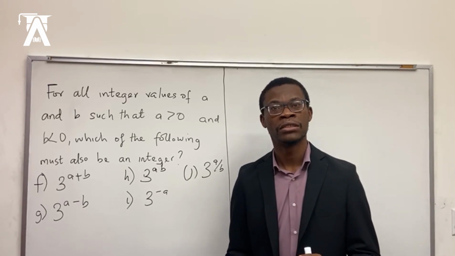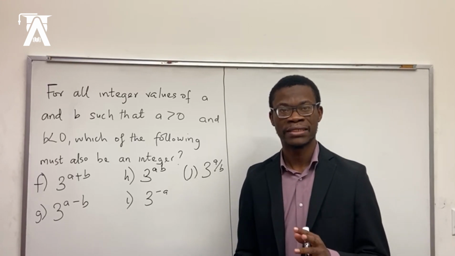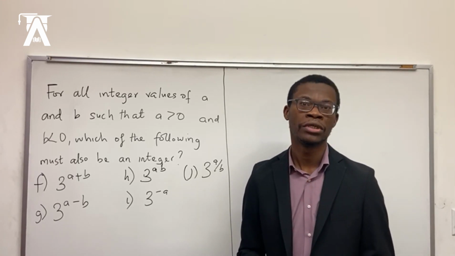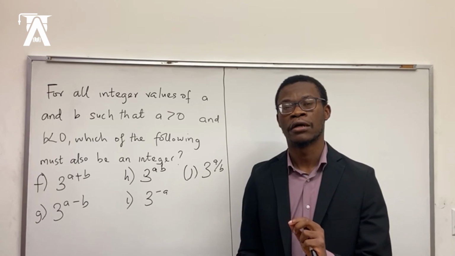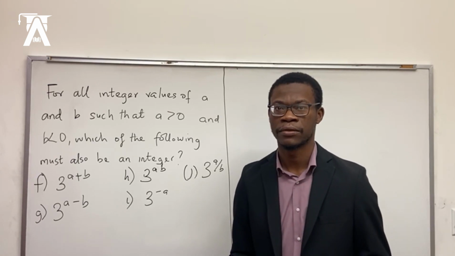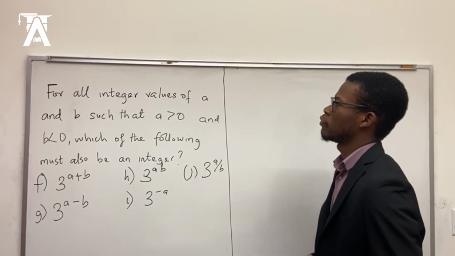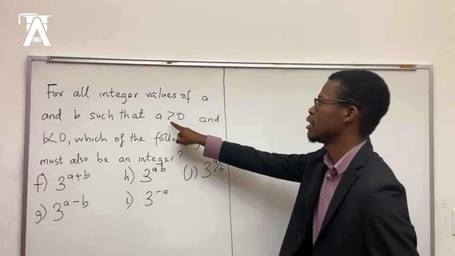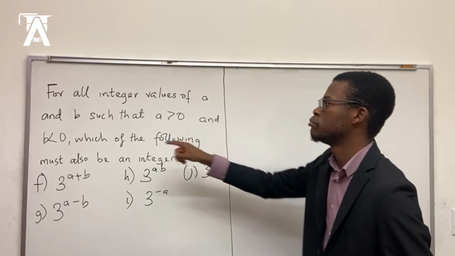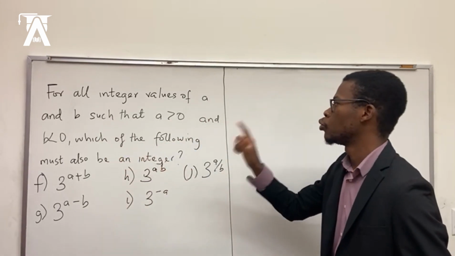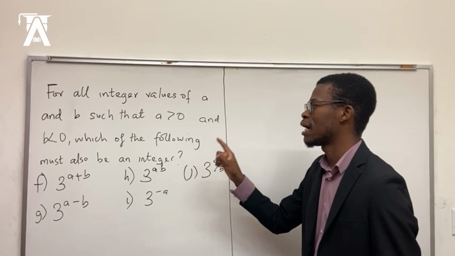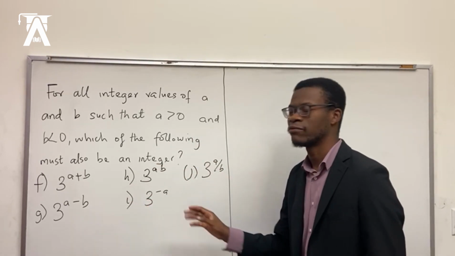So today we're going to be solving a question on ACT Math, and I want to show you a tip you can use for exponents on ACT. All right. So it says, for all integer values of a and b such that a is greater than 0 and b is less than 0, which of the following must also be an integer? Then of course we have these options.